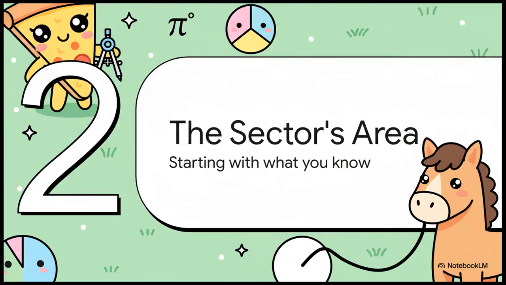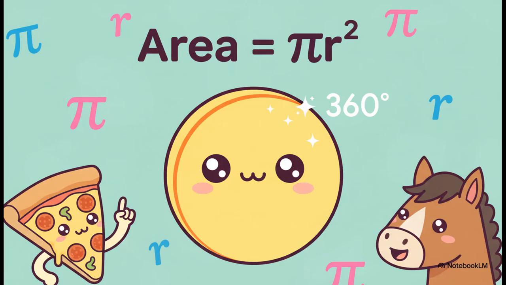So let's start with that sector, the whole pizza slice. How do we actually find its area? Well, the great news is we can figure this out by starting with a formula I bet you already know. Yep, good old pi r squared. We all know it's the area of a full circle. And here's the key idea that makes everything else make sense. A full circle is really just one giant sector, isn't it? One where the angle at the center is a full 360 degrees. Once that clicks, the rest is easy.